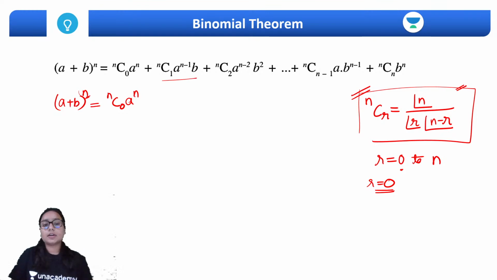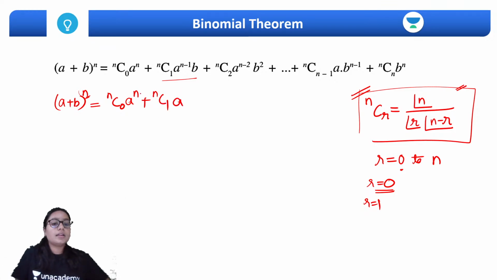Okay, let's see the second term. Now I am going to take the value of r as 1. So this will be nC1. Now a will be decreased by 1 power, so this will be a raised to the power n minus 1. And b will be increased by 1 power, so b will be b raised to the power 1.